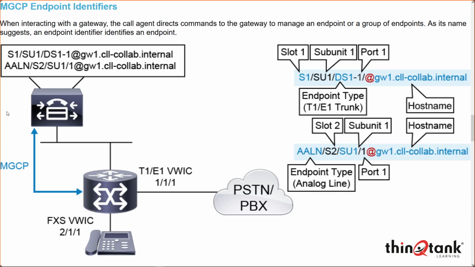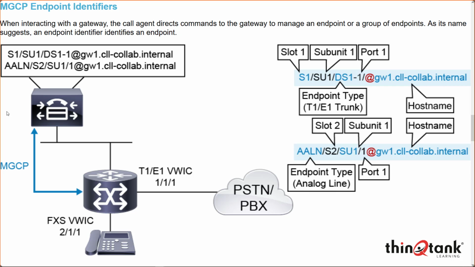We don't need to be able to resolve that host name because again, it's a client-server relationship. So when the MGCP gateway boots up, it does its TFTP request to Call Manager, and then Call Manager provides the configuration based on cross-referencing that host name and domain name in the configuration of the gateway and Call Manager, right? So depending on where you put the card, S1, SU1, DS1 is a T1 card, usually a VWIC.